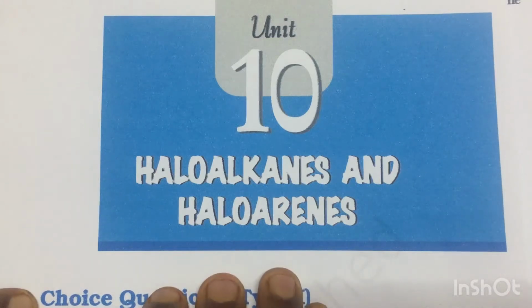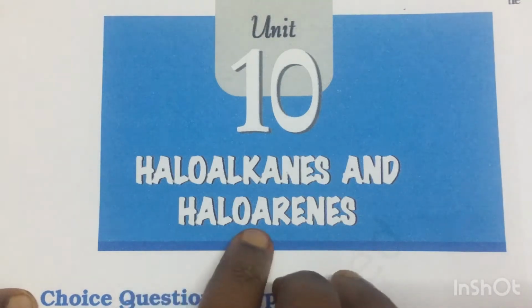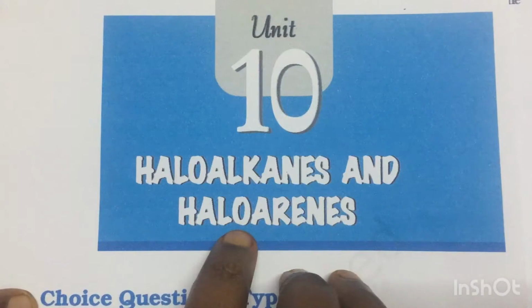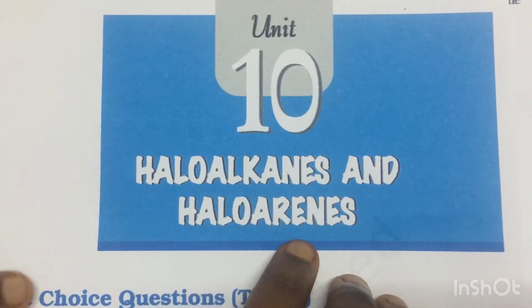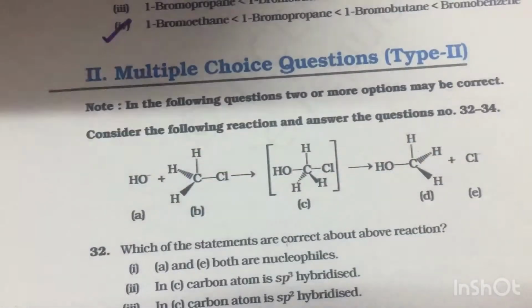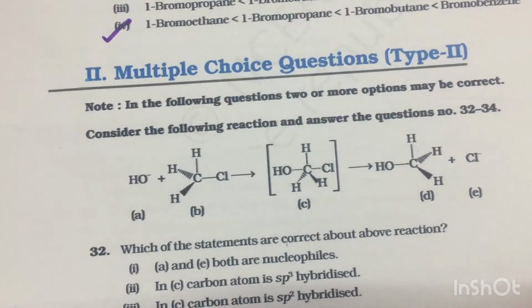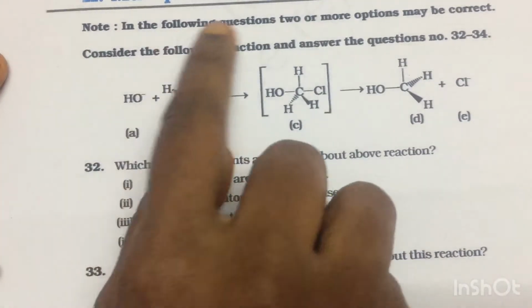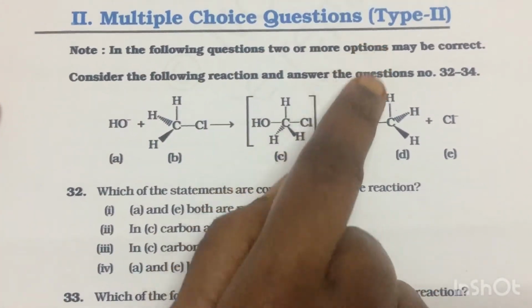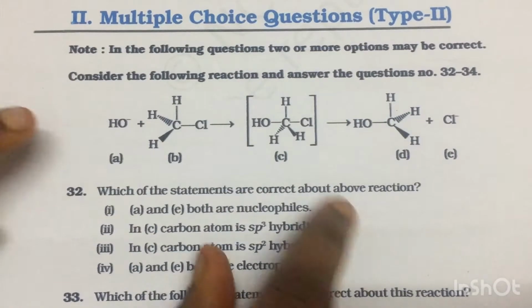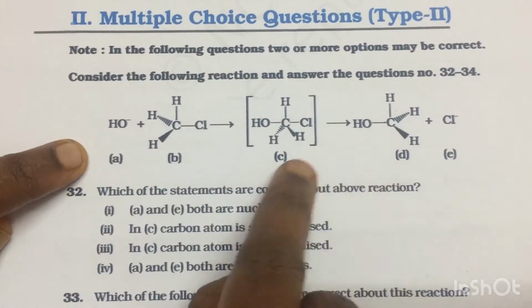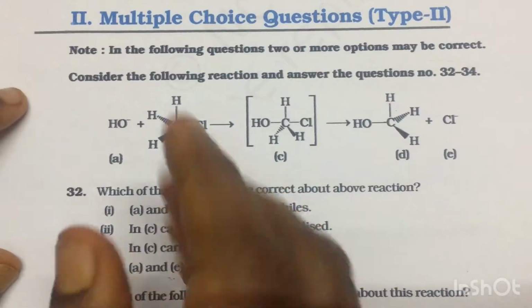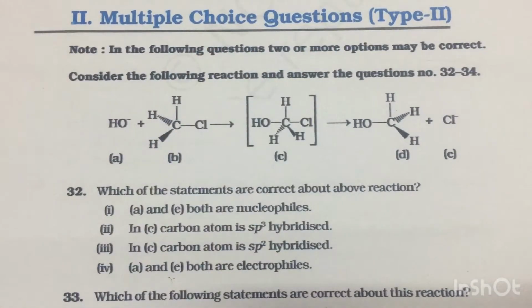Hi students, we are seeing the solution to the exemplar problems of haloalkanes and haloarenes, and in today's session we are going to see the remaining questions. We are going to see some multiple-choice questions, some 10 questions, some reactions. It is purely based on SN1 and SN2 reactions, and based on this they have asked questions.